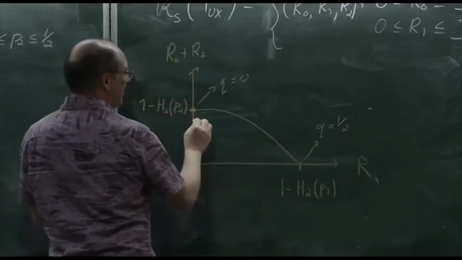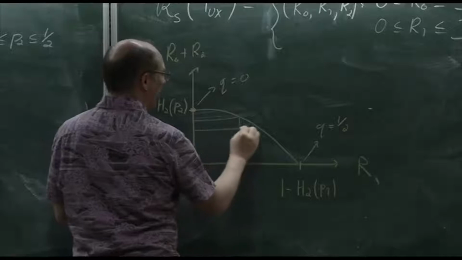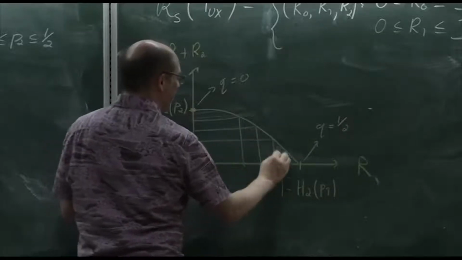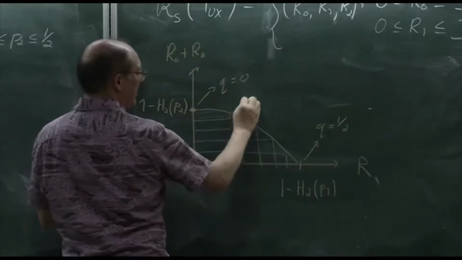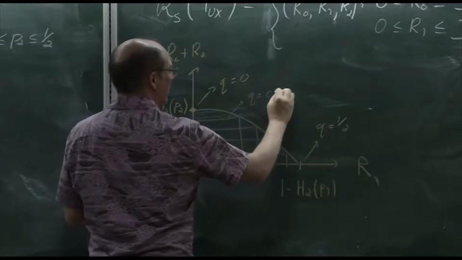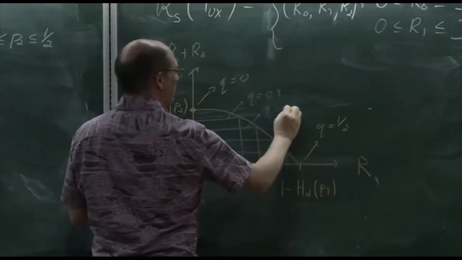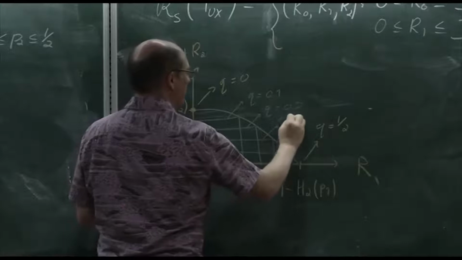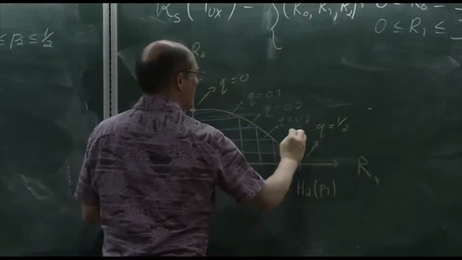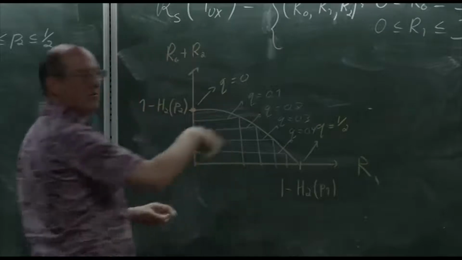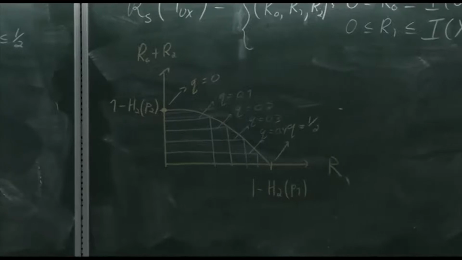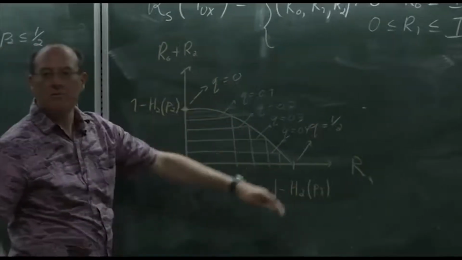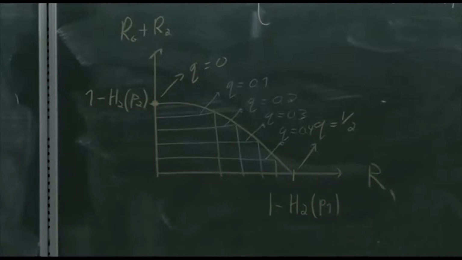And all these points are just the union of the rectangle values, right? So this rectangle might be, you know, q is 0.1, this q might be q equals 0.2, this might be q equals 0.3, and this might be q equals 0.4, right? Just as an example. And so you're just tracing out where those boundary points are. And that is the capacity region of this binary symmetric broadcast channel.